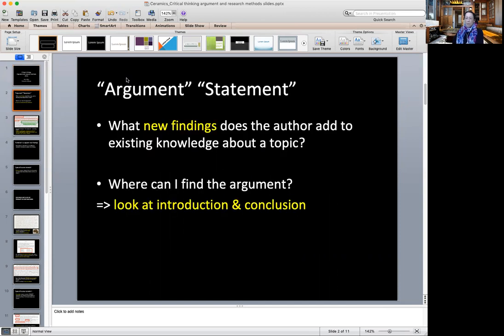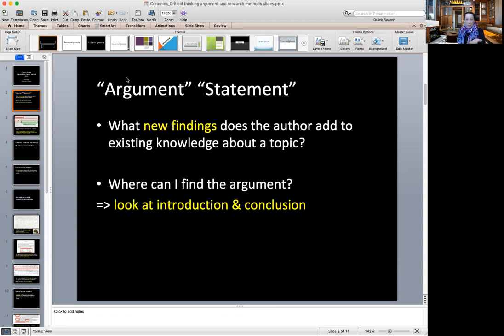First of all, the slide about the argument or the statement of an author has to do with the new findings that the author presents, okay? It doesn't necessarily have to be an argument. It can be just a simple statement. What's more important is always think when you read an article, what is new? What is the current established knowledge about this theme? And what is new? What does the author add to the current scholarship about a topic?